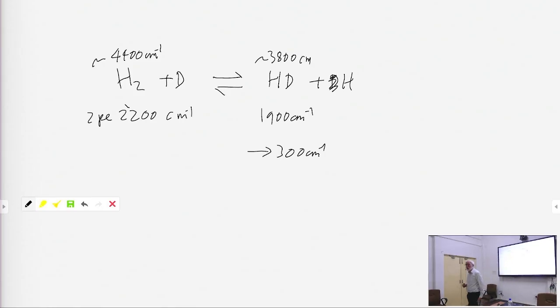The interstellar medium is incredibly cold. It's at 20 Kelvin, going down even to 5 Kelvin in some cases. At that temperature, this is a lot of energy. So at low temperatures, you very much favor deuterium in your molecules. To give you an example, you can do the same thing with ammonia.